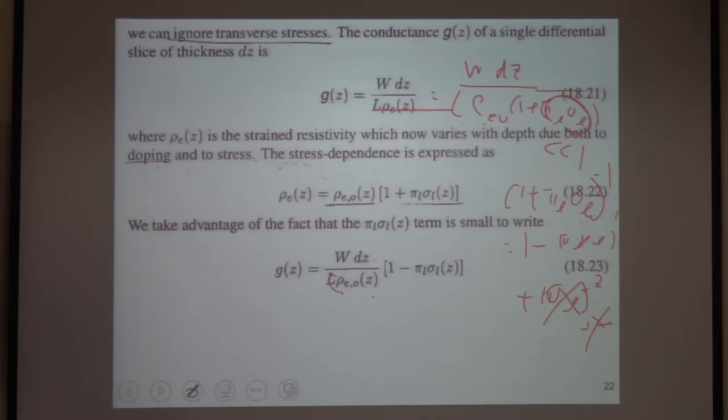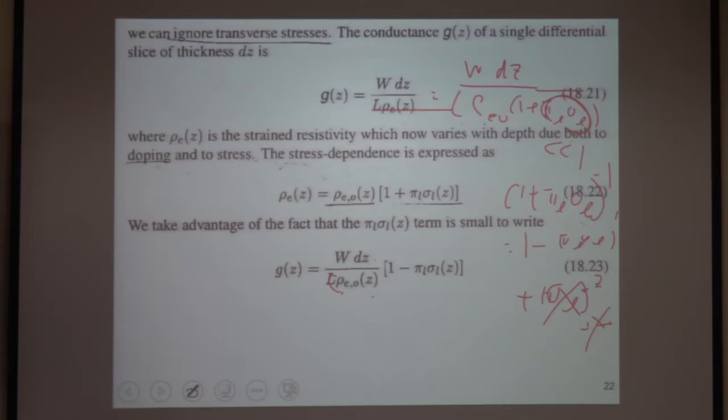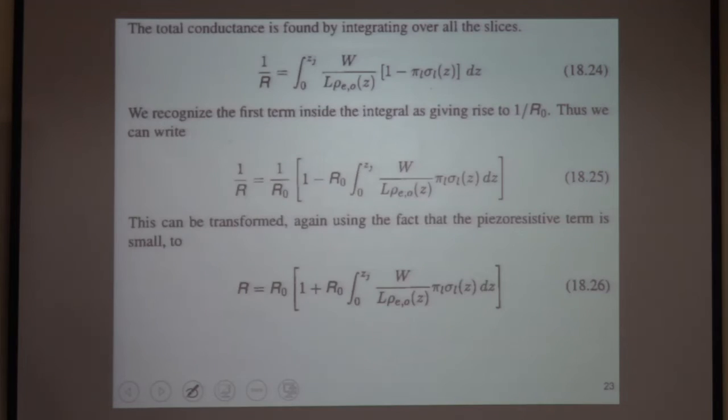Okay. Next page. So that's why we got this one. Remember we did integration. This is one tiny element dz, but you can integrate with respect to z, then we can get G. G equals 1 over total resistance. Next page. So that's why we got this one.